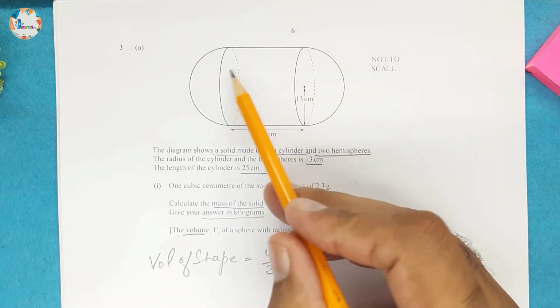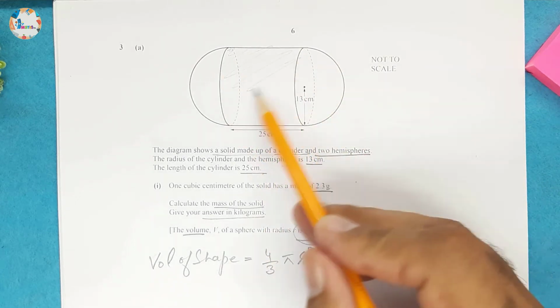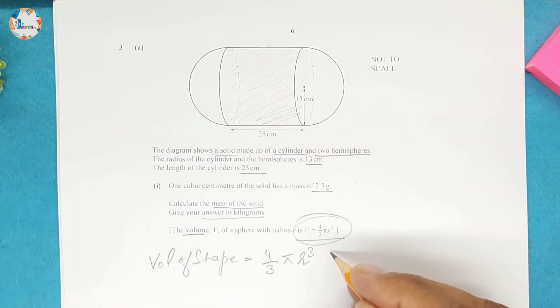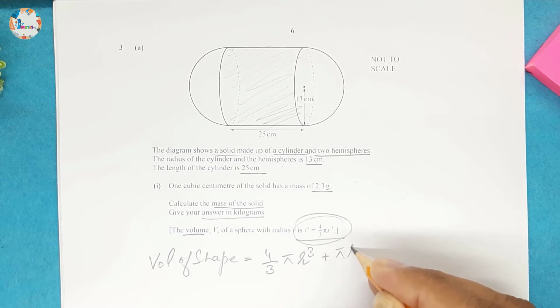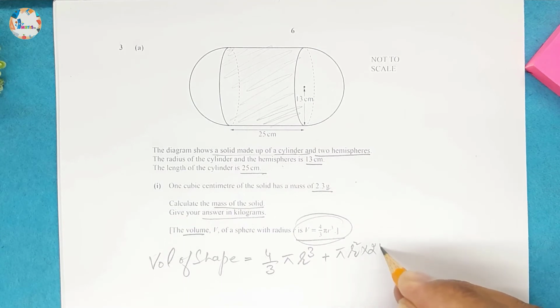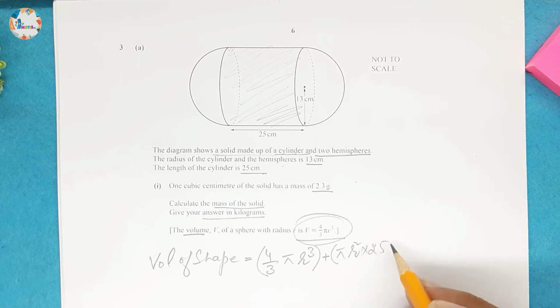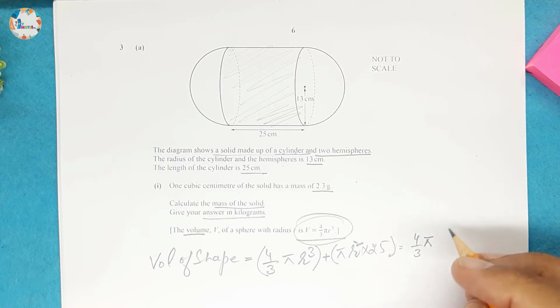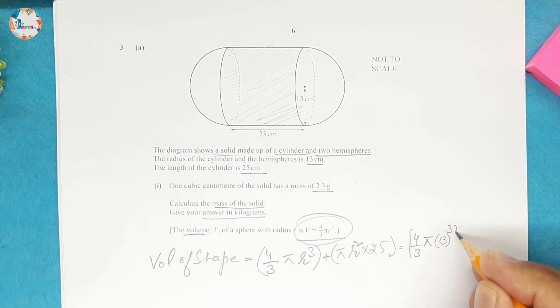Now we need the volume of the cylinder, which is the inner side, this one. So the cylinder will be having a facing area which is pi r squared, multiplied by the length, which is 25. So these two volumes we'll have to basically add, and then we'll be getting the complete volume. So we can replace the values. This will be 4 by 3 into pi and r cubed. So radius is 13. So we can write here 13 cubed. This will be one volume.